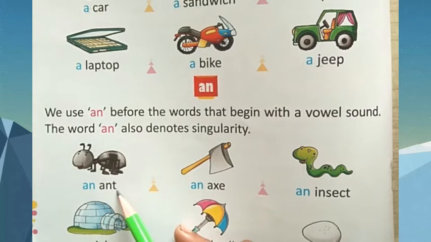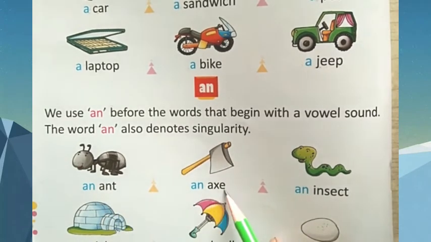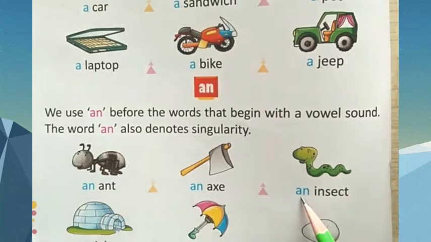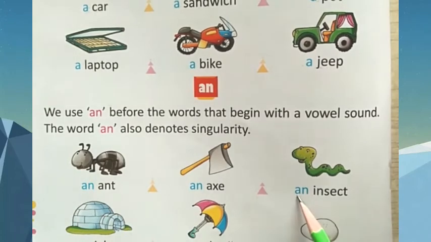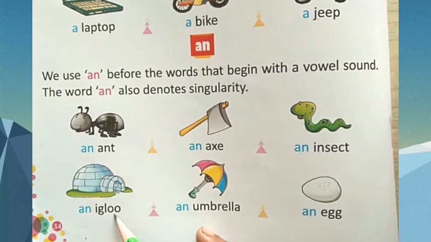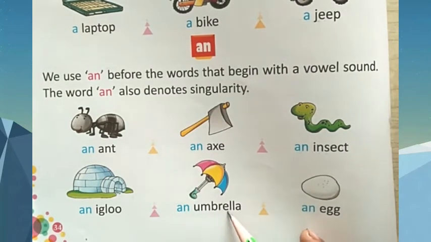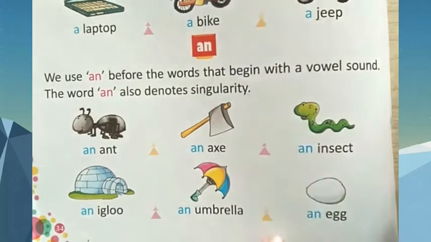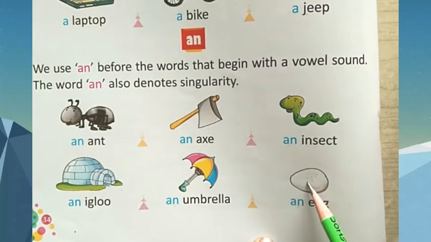An ant, an axe, an insect, an igloo, an umbrella, an egg.